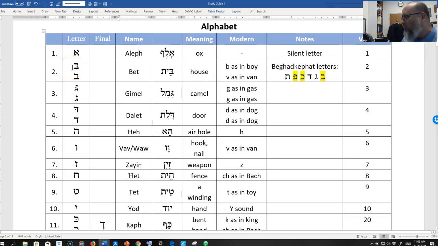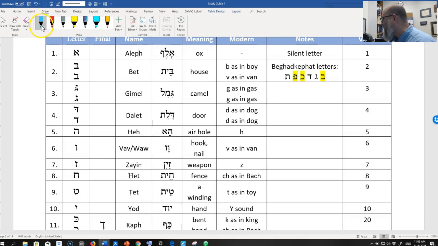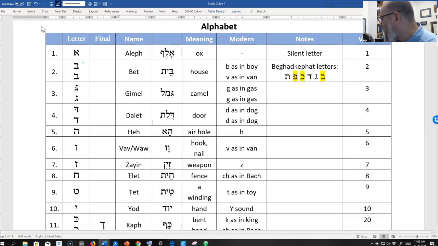And originally, you can think of these Begad Kefat letters this way: when the Begad Kefat letters had a dot, and didn't have a dot, they're pronounced two different ways. And here's the original rule: the Begad Kefat letters, when they didn't have the dot, had an H sound added, or kind of a wetter sound. So without the dot, the B is really more a V sound, V, V instead of B.